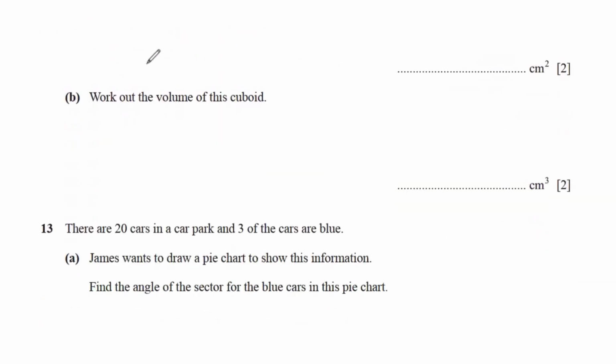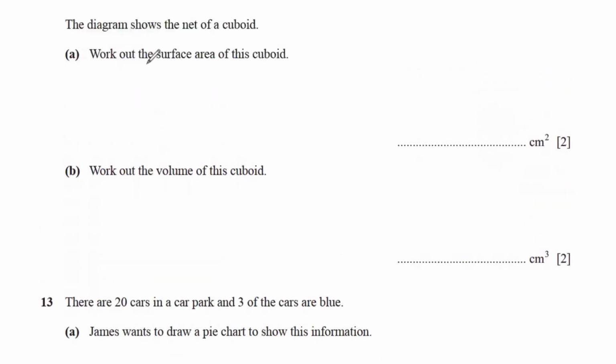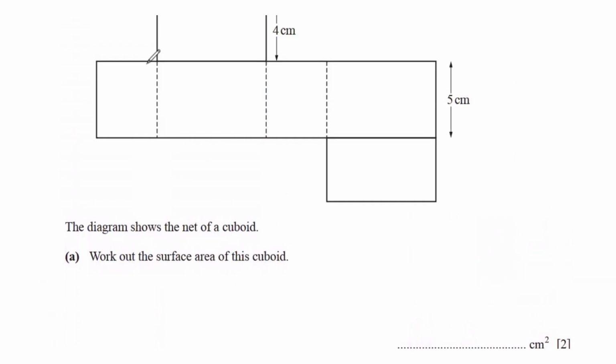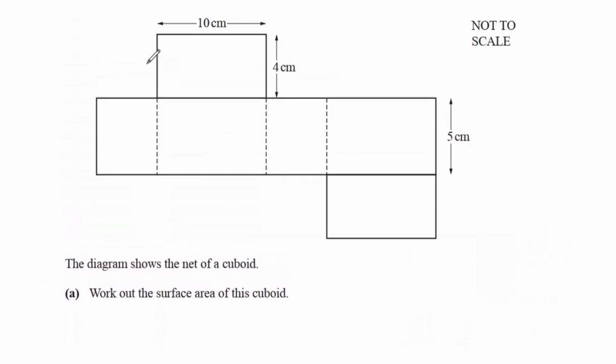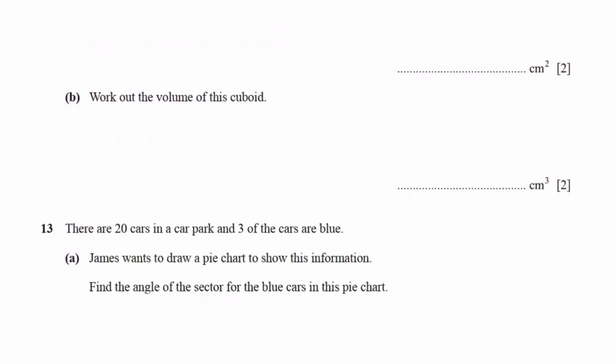Then it says work out the volume of this cuboid. So for the volume of this cuboid, we need the length, width, and height. And as you can see, that's 10, 4, and 5. So volume will be 10 times 4 times 5, which is 200 centimeter cube.